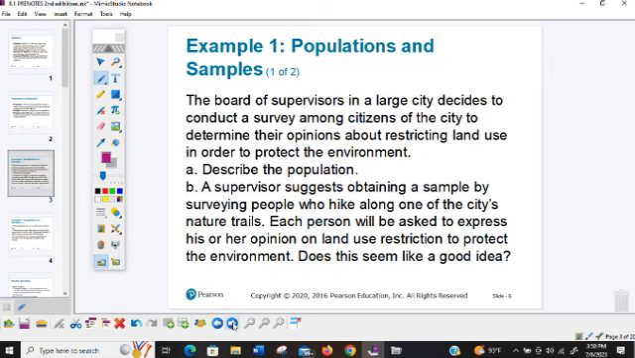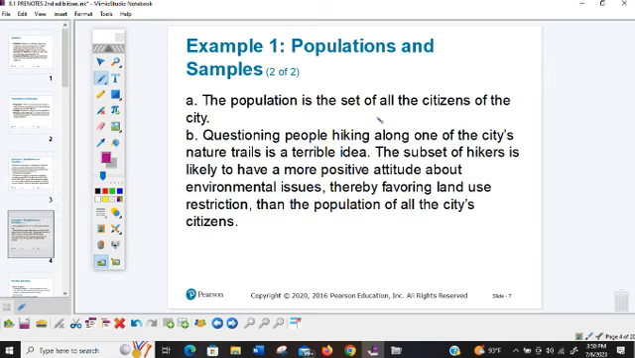Okay, so part A, the population is going to be all the citizens of that city. That's the population they're interested in. Now, in part B, just questioning those hiking is not necessarily a good idea. One of the things the book mentions is they have a more positive attitude about the environment. I mean, they're out hiking. My other thing would be, are they all from the city? Just because they're hiking does not mean they're from your city. So that would not be a good way to get a sample.